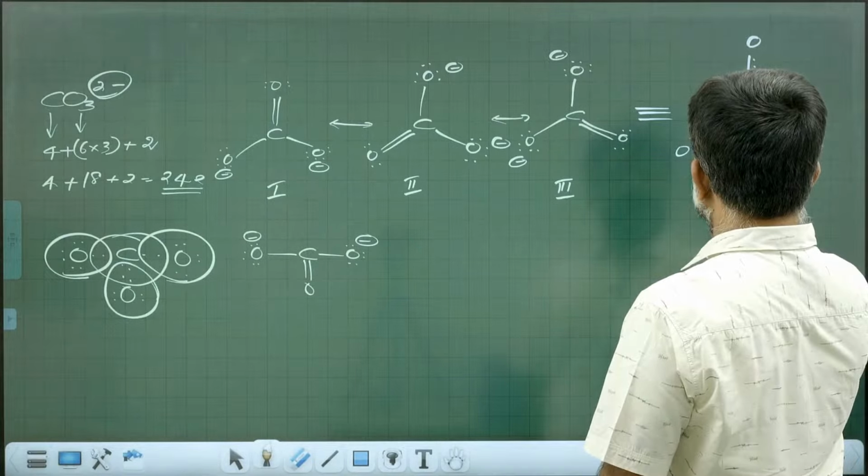This is the resonance hybrid, which lies somewhere in between the three characters. All the three characters consolidated or merged together. That is hybrid. You know the meaning of hybrid. So structure 1, non-real structure. Structure 2, non-real structure. Structure 3, non-real structure. And this is the hybrid structure. And the phenomenon, we call it resonance.